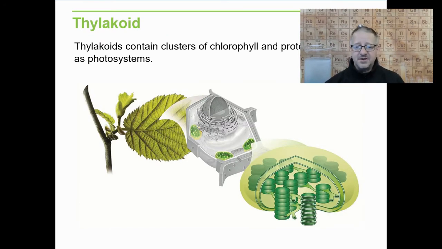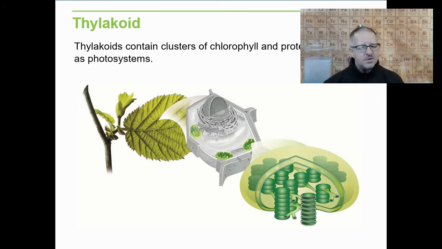Now, photosystems, which are surrounded by accessory pigments, are essential to the light-dependent reactions. Light absorption by photosystems is just the beginning of photosynthesis. Okay, so these photosystems are clusters of chlorophyll and proteins.